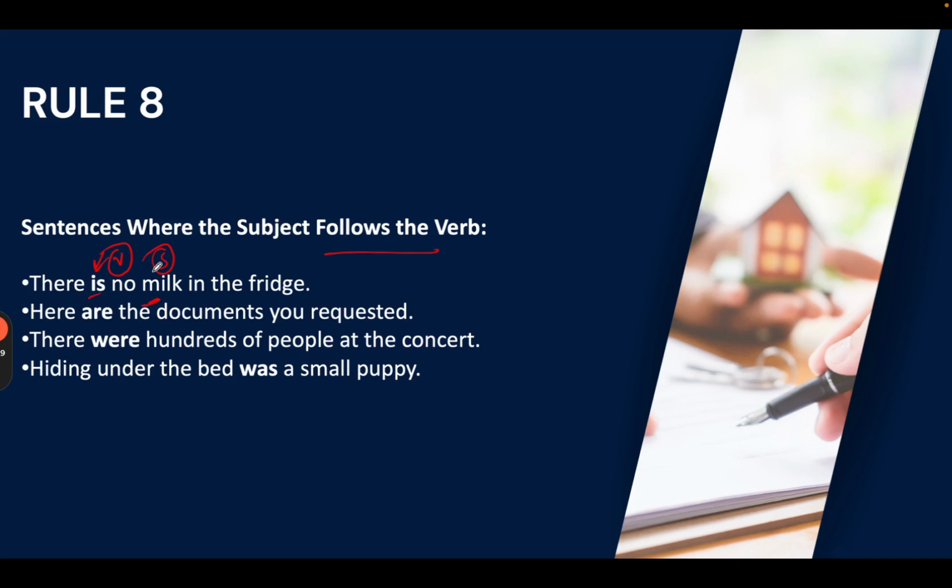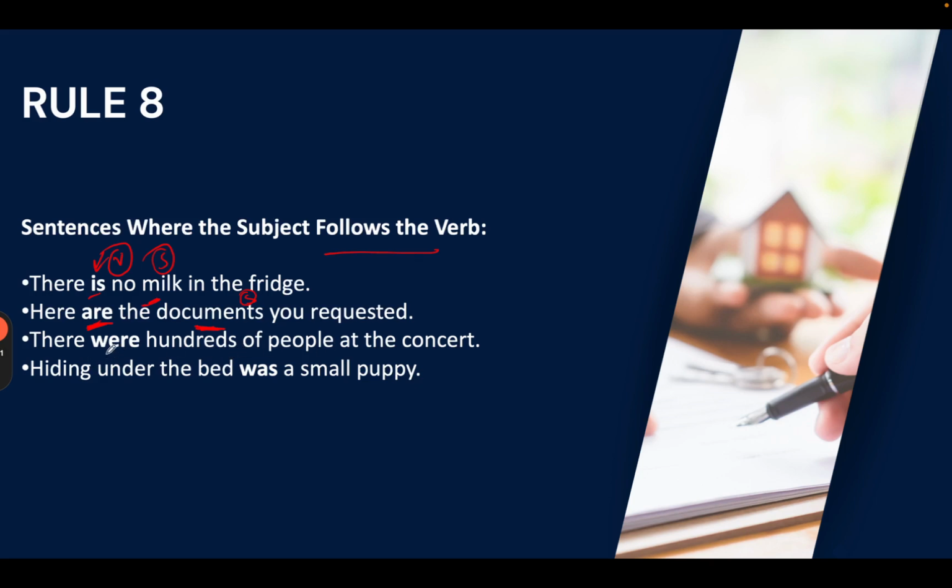Let's look at the next sentence here. Here are the documents you requested. So identify the verb first. "Are" is the verb. So what are requested? That's the question. What are requested? That should be the main topic of the sentence. Documents are requested. So that's the subject, which is plural in form. So is my verb. There were hundreds of people at the concert.